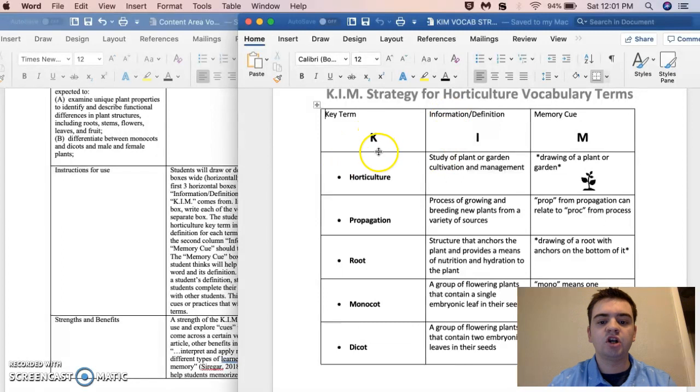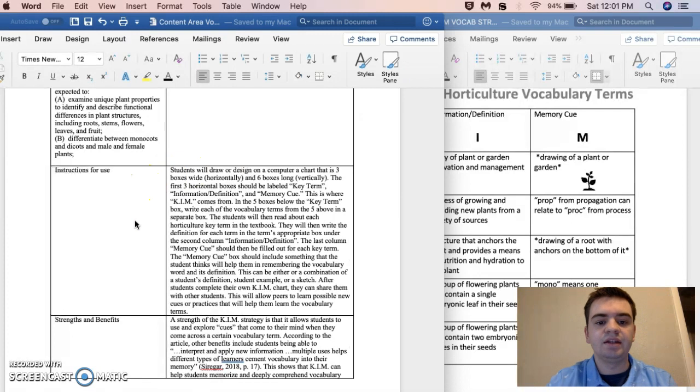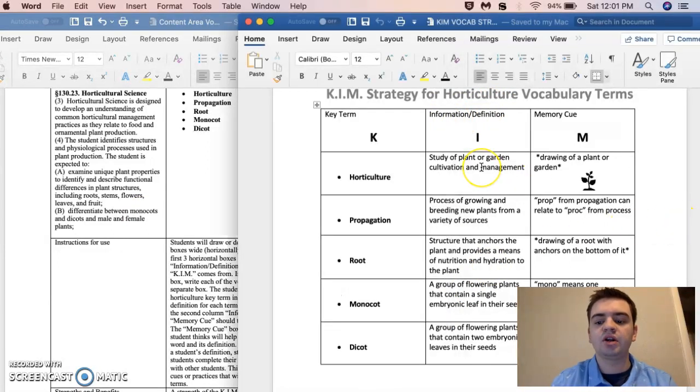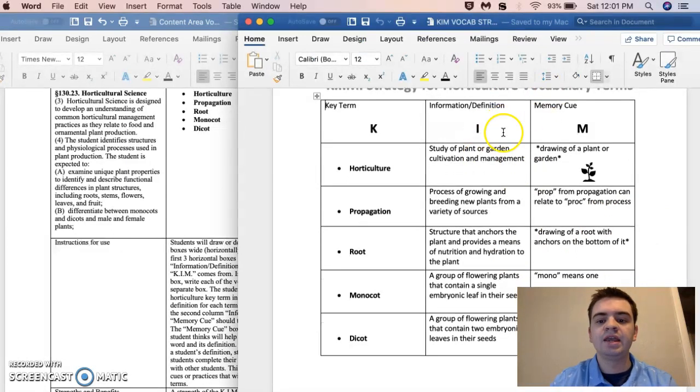So under K, you put all the terms that the teacher assigns, which are horticulture, propagation, root, monocot, and dicot. And then the teacher is going to assign a text to read with all the vocabulary terms that they assigned. And so you're going to put the vocabulary terms in those given boxes, like I just said a minute ago. And then while you're reading, you're going to find the information or the given textbook definition over it, and that's going to go in the I section for information.